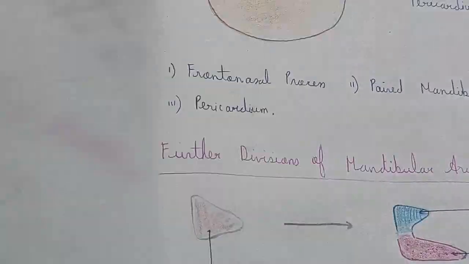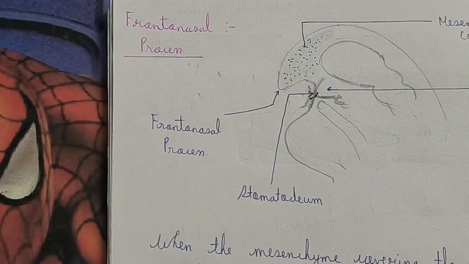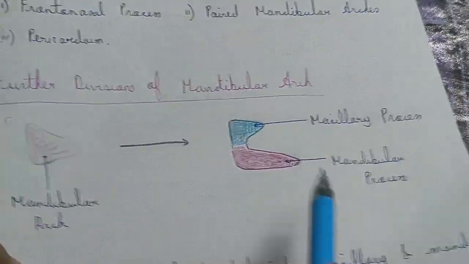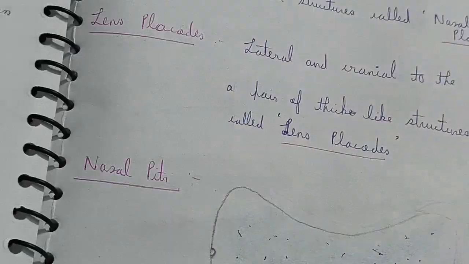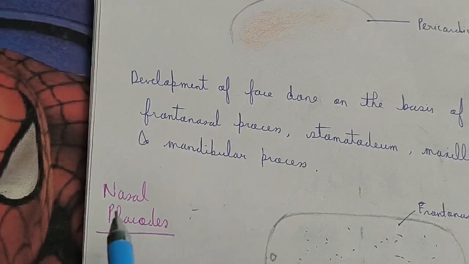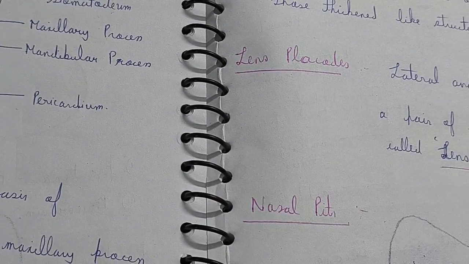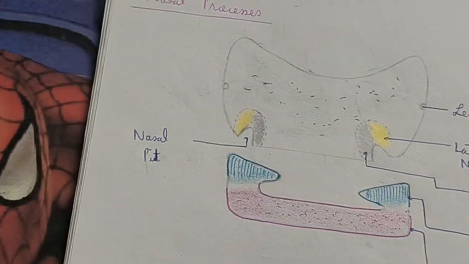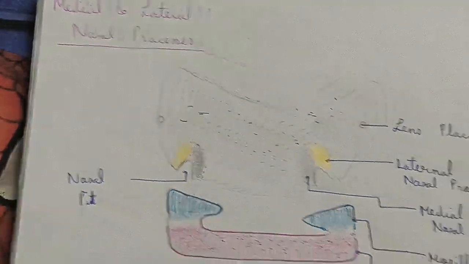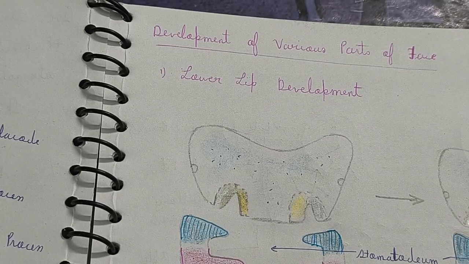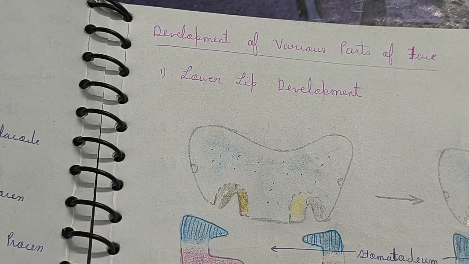stomatodium, frontonasal process, maxillary and mandibular processes of the mandibular arch, nasal placoids, lens placoids, nasal pits, medial and lateral nasal processes. Basically all these structures are important for the development of various parts of the face.